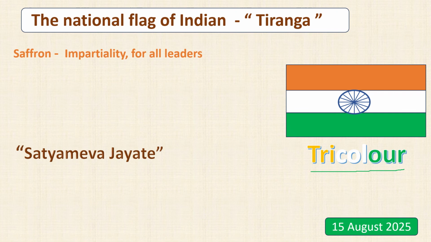First is the saffron color. As I told you before, the first on the shape points. So the first color is denoted as saffron. Saffron is impartiality for all the leaders, that is, they have to give up and provide rights with equity and equality to all citizens.